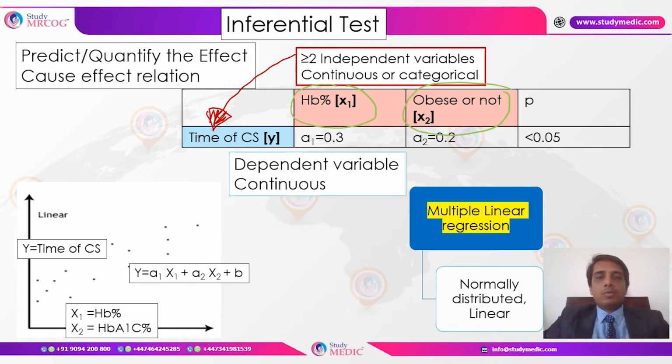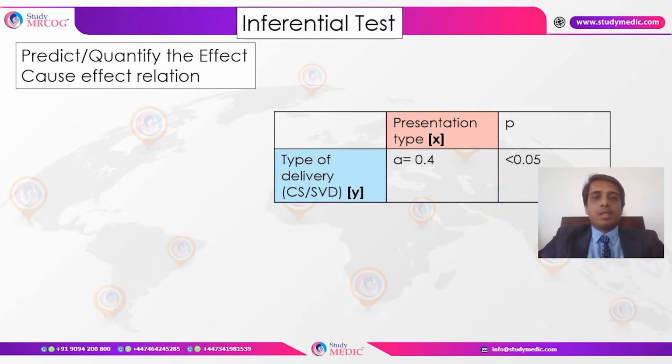Now coming to another example. Here we are trying to see what is the type of delivery, whether a person undergoes cesarean section or spontaneous vaginal delivery. Can we predict if the person undergoes cesarean section or spontaneous vaginal delivery based on the type of presentation, normal or cephalic or breech or any other type of presentation? Or does the type of presentation affect the type of delivery, or if we have to predict what type of delivery they might undergo based on the presentation at examination?